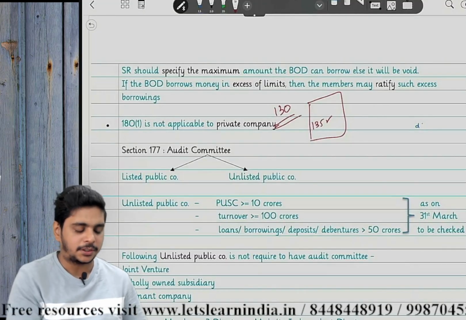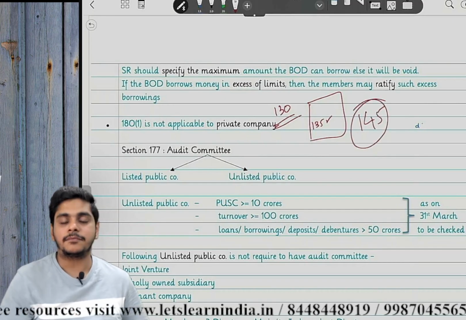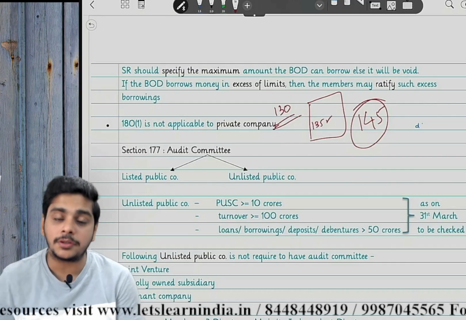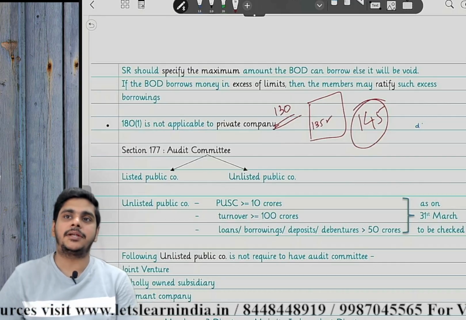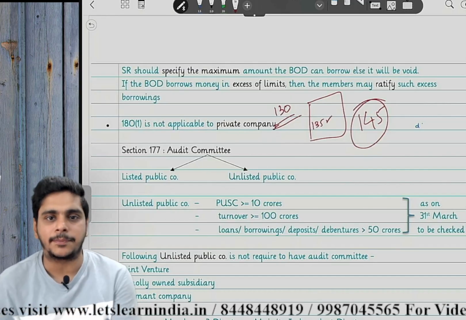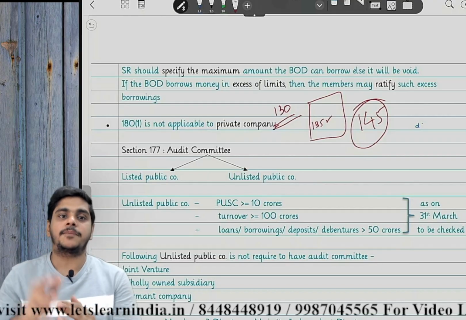The limit was 130, but they have borrowed 145 rupees. So it is beyond the limit. Members can come later on and give subsequent approval. It is called ratification.